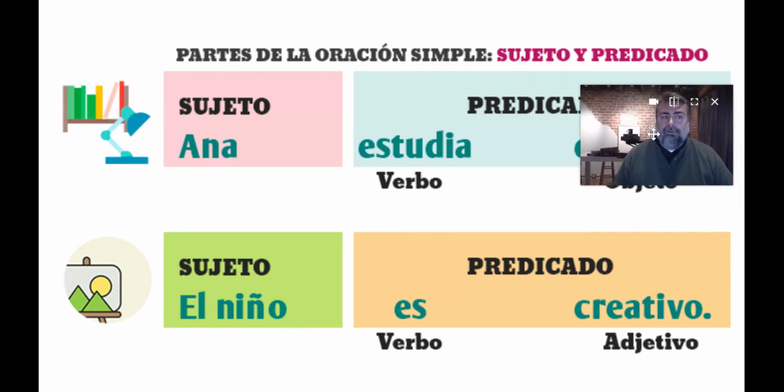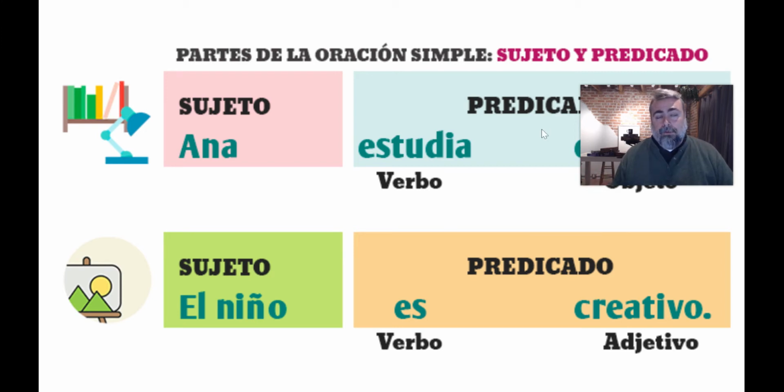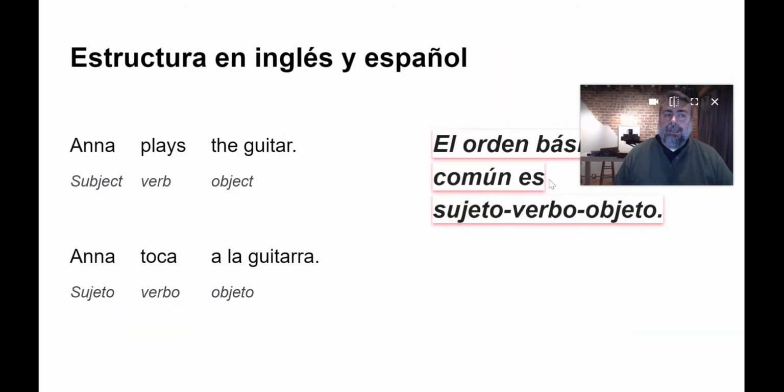Ana estudia español. O otro sujeto y predicado, el niño es creativo. Tenemos el niño, el verbo, y no tenemos un objeto, pero un adjetivo. So, sujeto, subject, predicado, predicate. We really only need 2 or 3 words to build a sentence in Spanish.